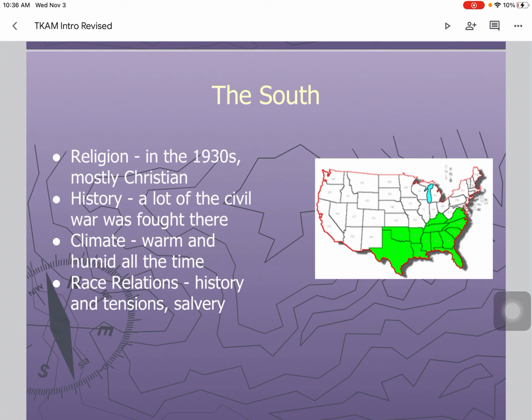There's a lot of history that took place in the South. The Civil War, the actual battles were fought there. We'll see a lot with the history of race relations, tensions. The South was the main area where slavery took place, and we'll see that they're still recovering from that. The climate, warm, humid all the time. We'll see references to the climate as well.